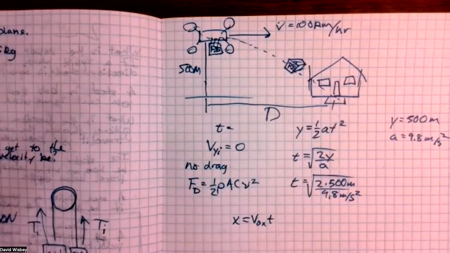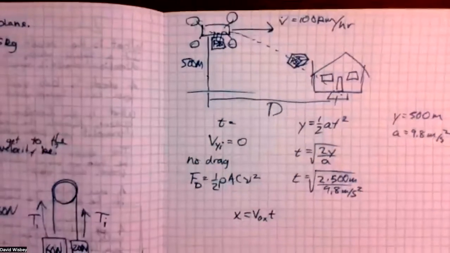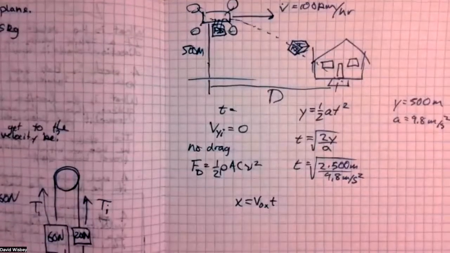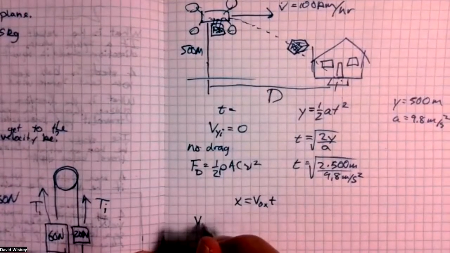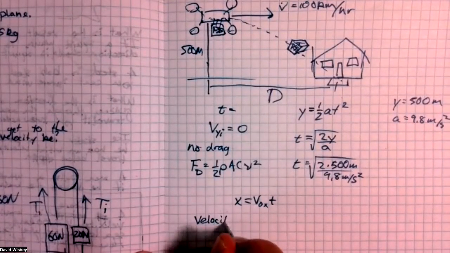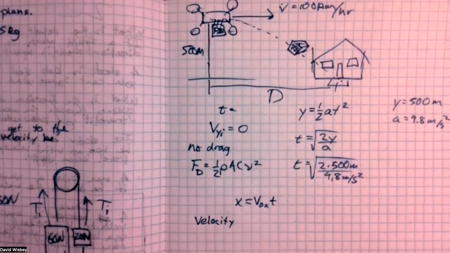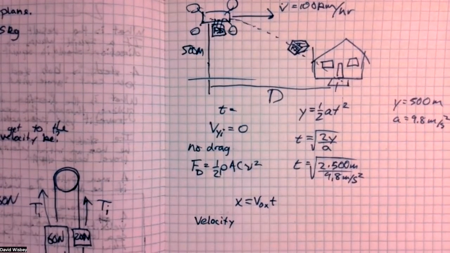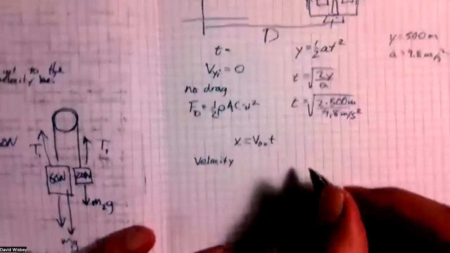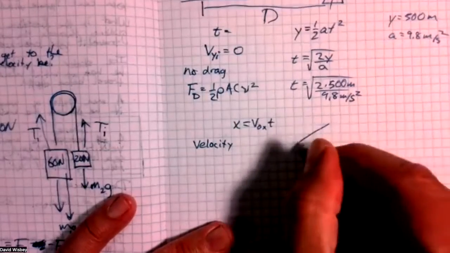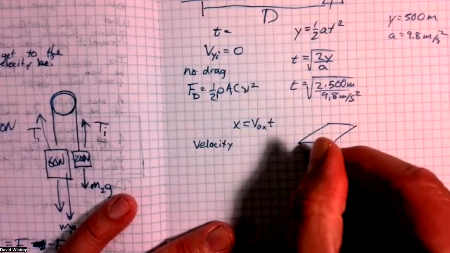Okay. Now, last thing is, what would be the magnitude of the velocity when this thing hits the ground? How could we find the velocity of the package? All right, so let's draw a picture here. All right, so our PS5, it's moving.